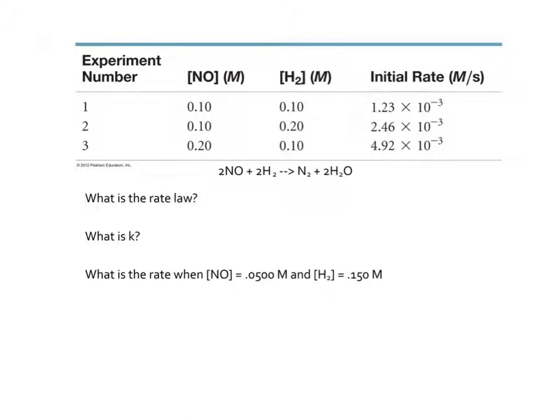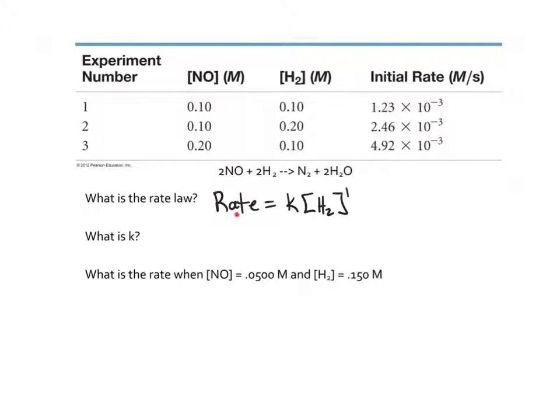So the first thing I'm going to do is compare experiment 1 and experiment 2. I notice that in experiment 1 and 2, the concentration of NO remains constant, but the concentration of H2 doubles. Now, if I see the concentration of H2 double and the rate doubles, then I can safely assume that this reaction is first order with respect to H2. So I begin generating the rate law.